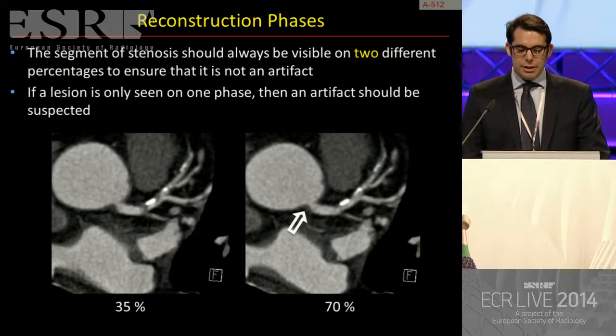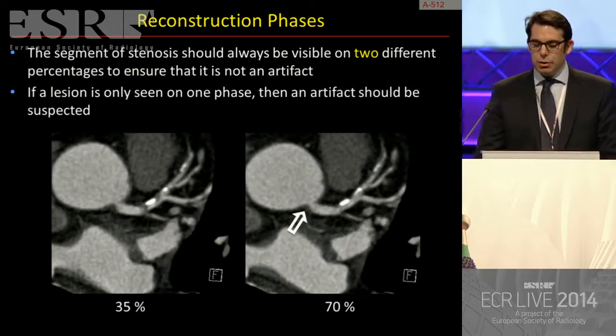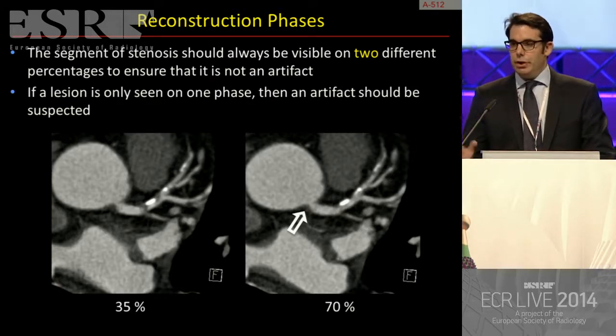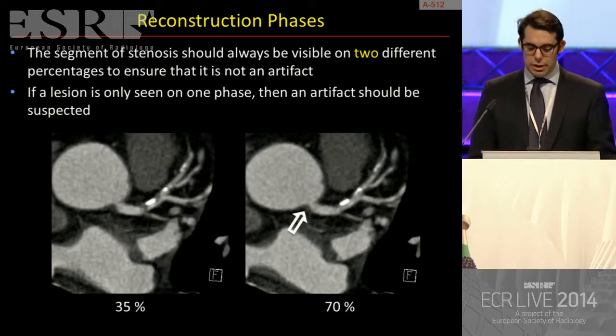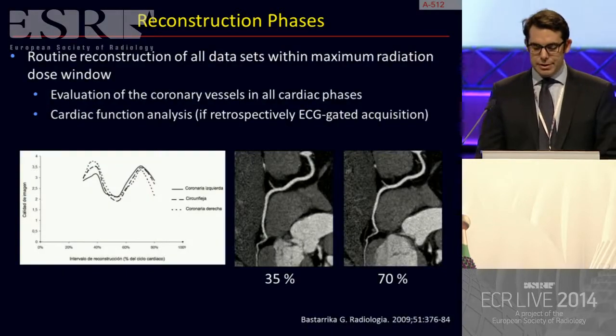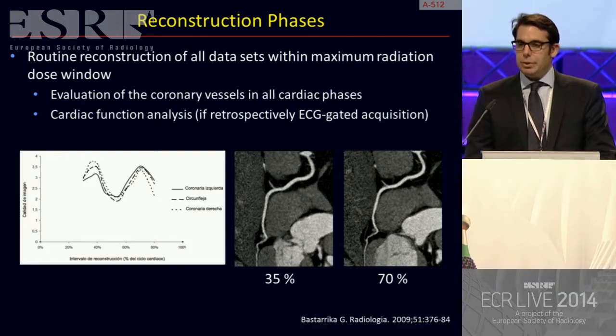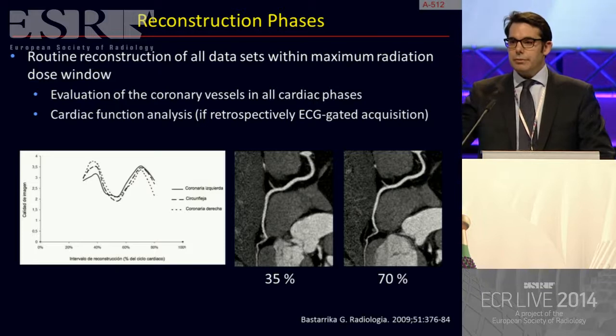So a segment of a stenosis, remember always this, should be visible on 2 different phases. I would say in all different phases that you can find. So if it's not like that, it won't be probably a stenosis. Remember that there are many artifacts on CT. This is critical. Stenosis has to be present on more than one phase. Remember that we usually reconstruct one image, but if we can, we have to move.